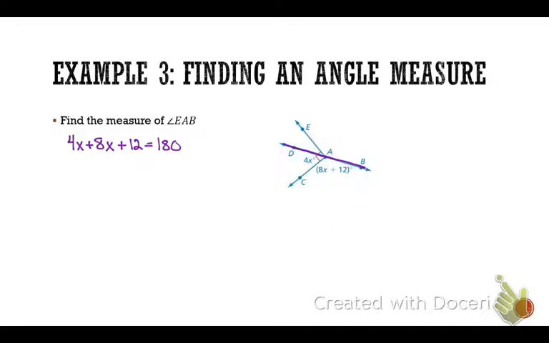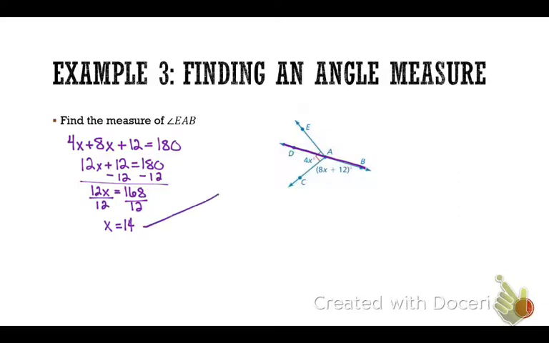Okay, good. CAB will be good. So 4x plus 8x is 12x, plus 12 is 180. I subtracted 12 to get 168. Did you guys do that? Yeah. And then divide by 12, and you got x equals what? 14.